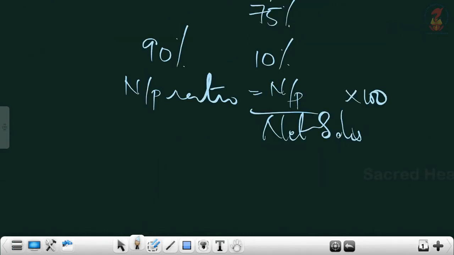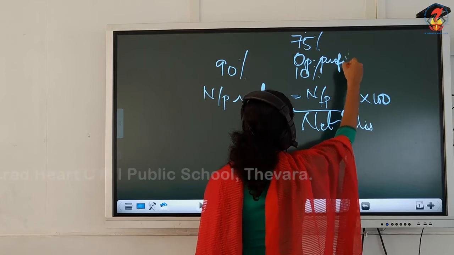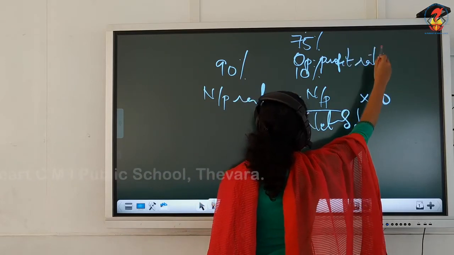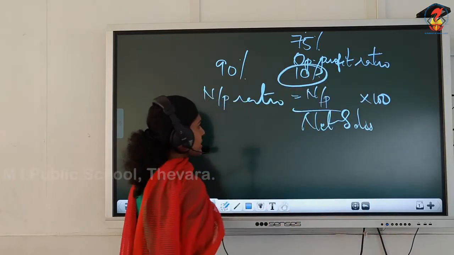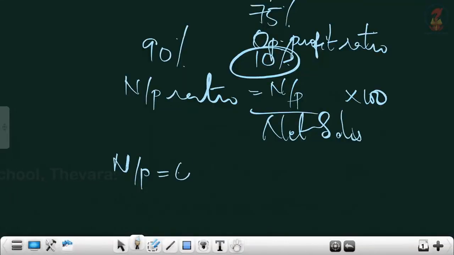Net profit is not directly given. Net sales is given. That is revenue from operations 8 lakhs is given. Net profit is not directly given. So we have to compute the net profit from the given information. This is the operating profit ratio. So operating profit ratio is 10%. So net profit, if you have the operating profit, how will you compute net profit? This is the operating profit, not gross profit.